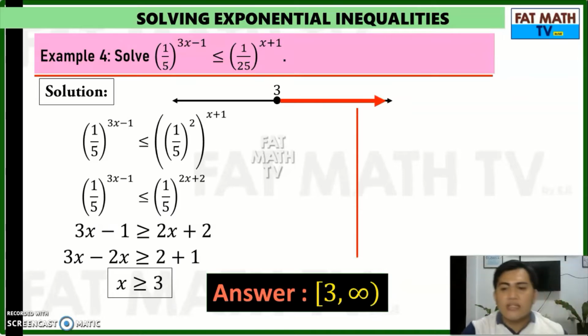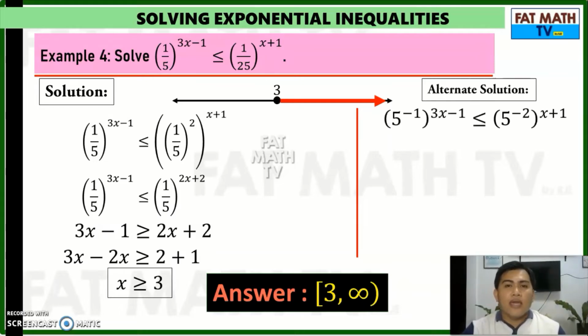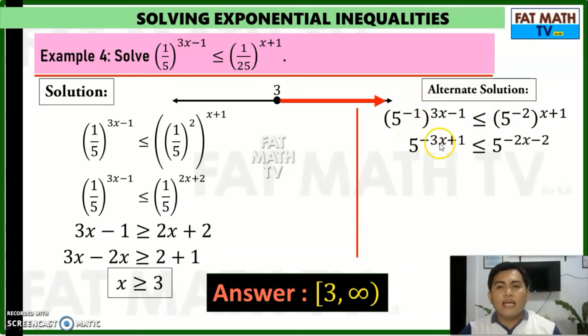Or you can have an alternative solution for this. Instead of using 1/5, you can use 5 for the base. Okay, so 1/5 is 5 raised to negative 1, and 1/25 or 1 over 25 is 5 raised to negative 2. Applying the laws of exponents, this is going to be 5 raised to negative 1 times 3x, that's negative 3x, negative 1 times negative 1, that's positive 1. And then here, negative 2 times x, negative 2x, negative 2 times 1, negative 2.